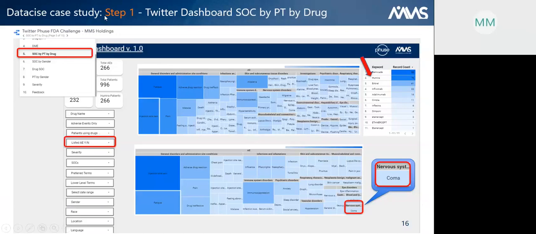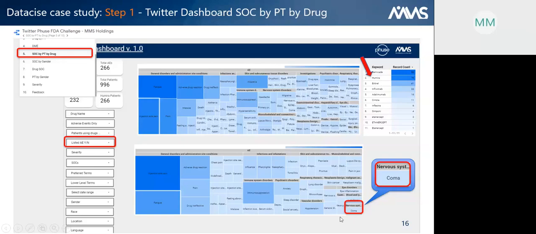This slide is a Twitter dashboard slide, system organ class by preferred terms by drug. We selected it in the right drop-down menu corner. And then what we will see is two graphs, a top graph and a bottom graph. The top graph is related to information for the whole TNF inhibitors group, which was selected by us as background medication, and the bottom graph is related only to Humira data.